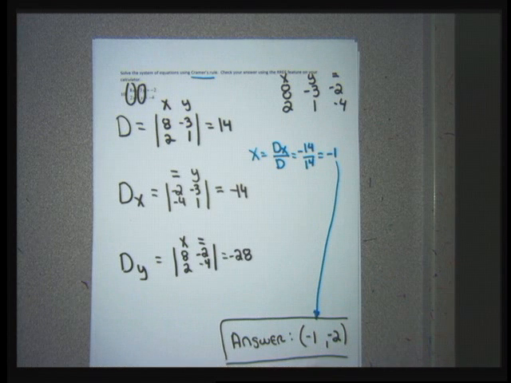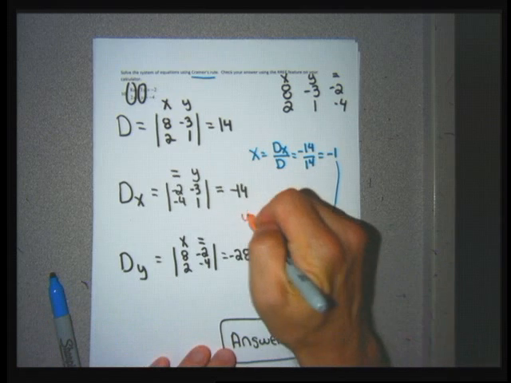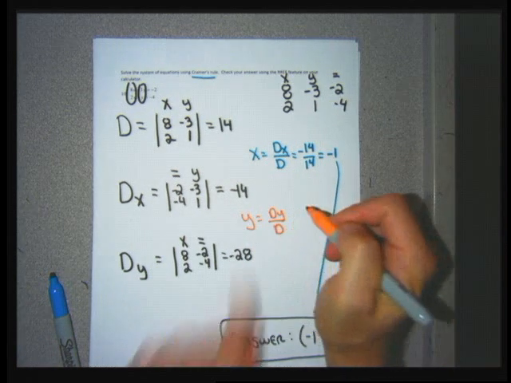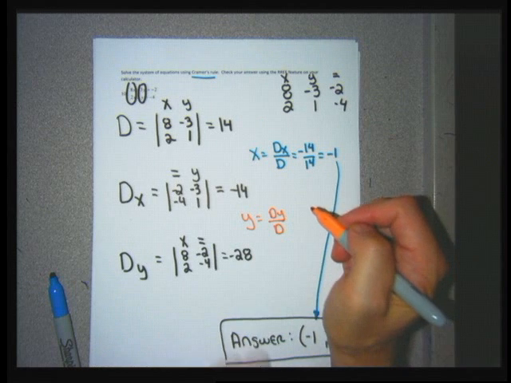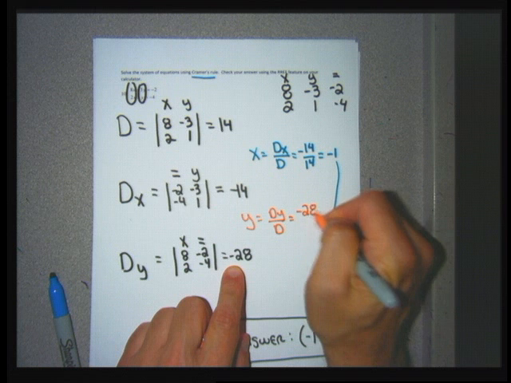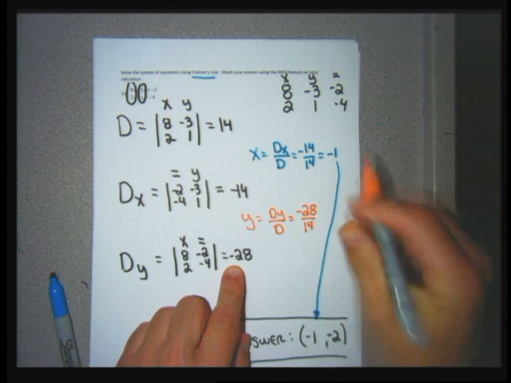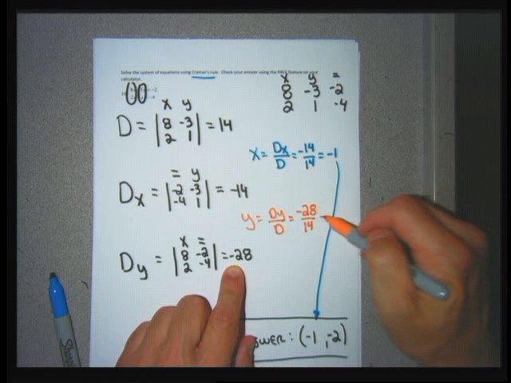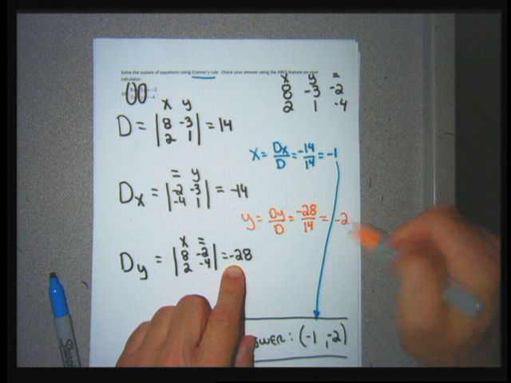To get the y portion of my answer, I take the d sub y number, divide it by the d number. Again, you can see how the d's are going to cancel. You're going to be left with the y. The d sub y number is negative 28. The d number is 14. When you divide that, positive divided by negative gives me a negative, and 28 divided by 14 would be 2, so that's going to be negative 2.